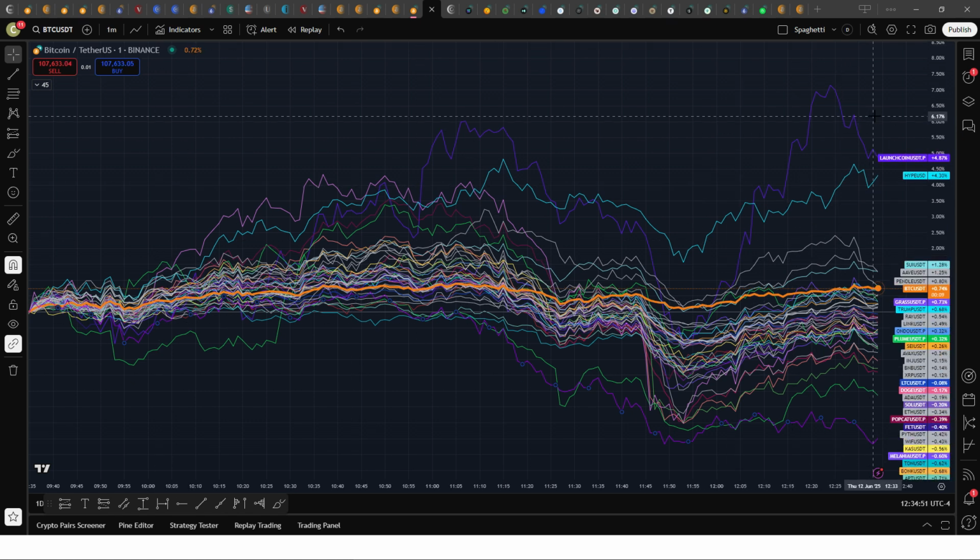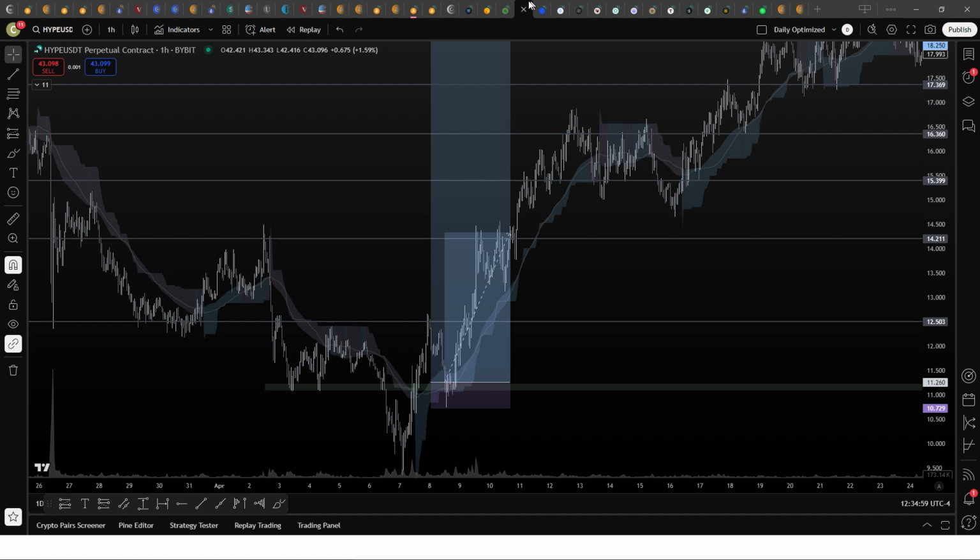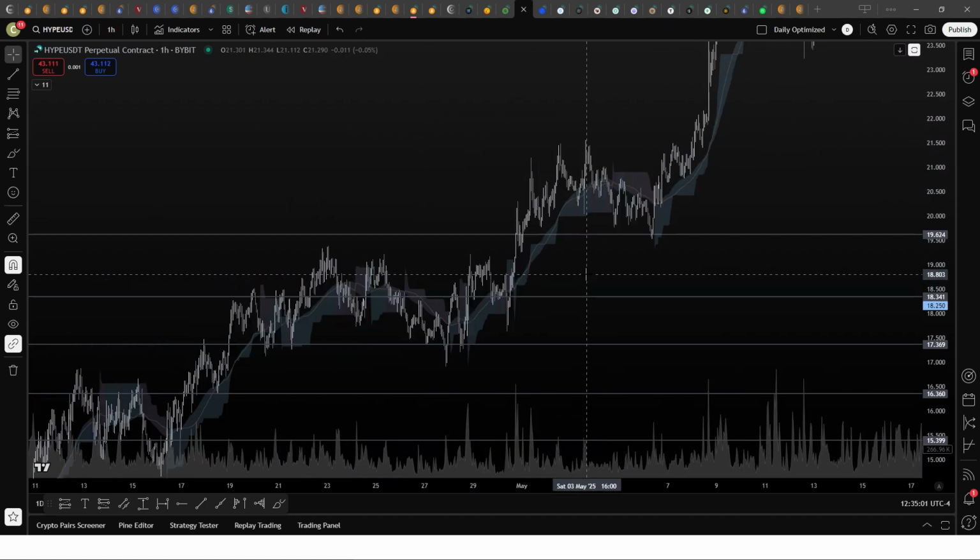This is more like I can tell people are positioning. If Bitcoin breaks out, this is gonna rip. Launchcoin, Hype are gonna go crazy. Hype looks great.